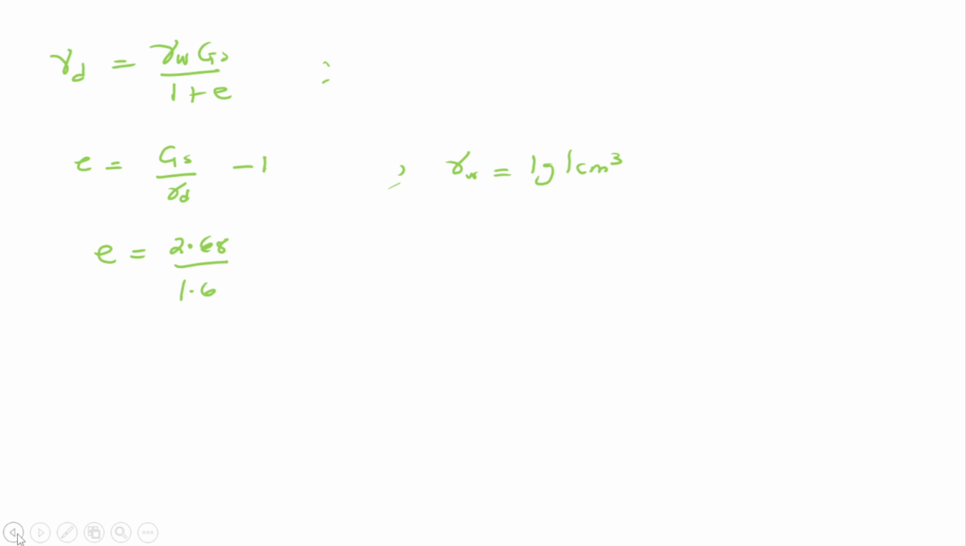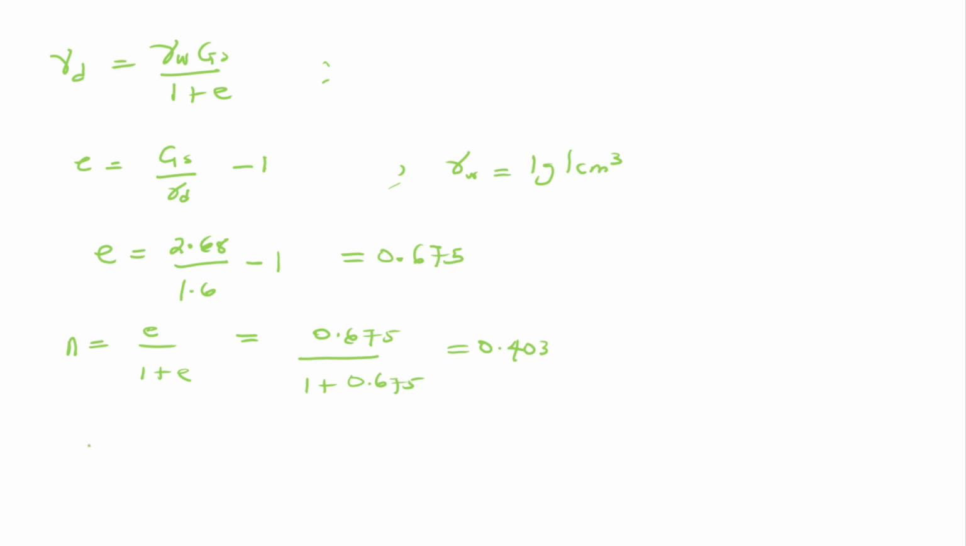minus 1, which will give us 0.675. So now our porosity n, we know we have a relationship of porosity with void ratio, and that is e over 1 plus e, void ratio over 1 plus void ratio, which equals 0.675 all over 1 plus 0.675, which gives us 0.403.